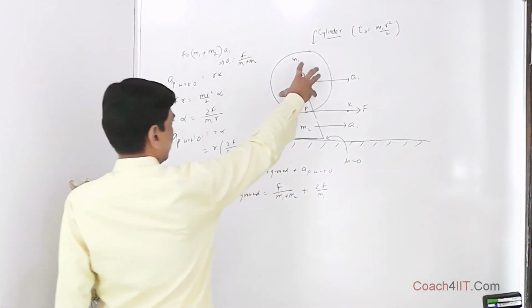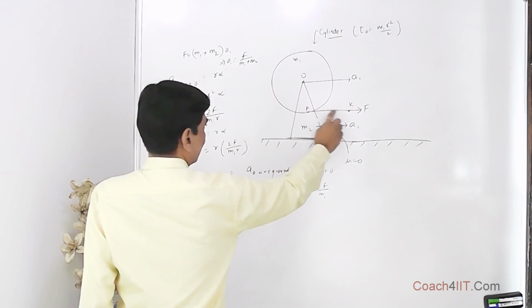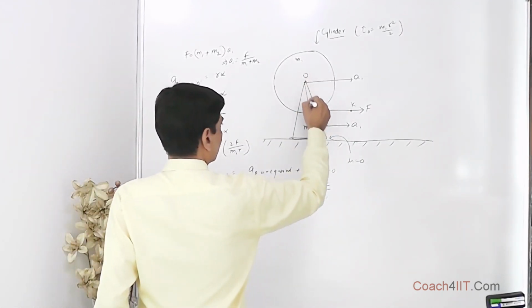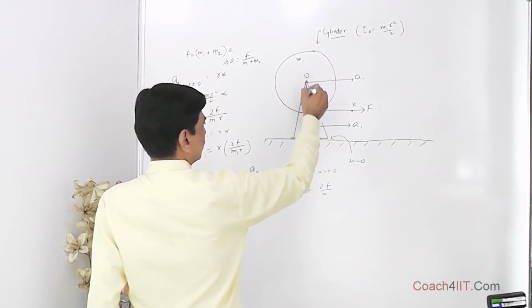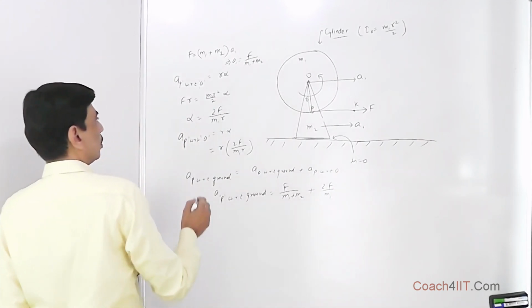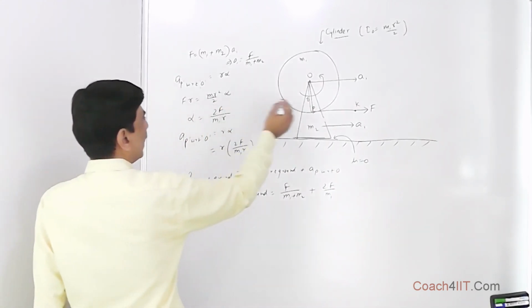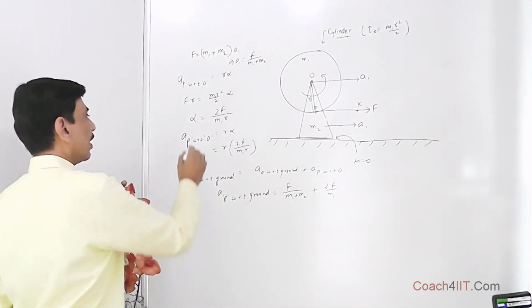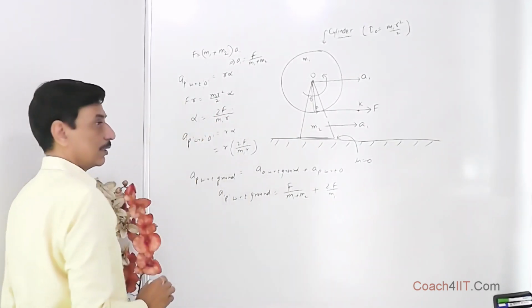Now we look at this cylinder. Force F is applied, this is radius r. Torque is force into perpendicular distance between the line of force and the axis, so this is r. So F into r is the torque in this direction. So F into r is equal to I into alpha. I of this is m1 r square by 2, into alpha. So from here we get alpha as 2F by m1 r.